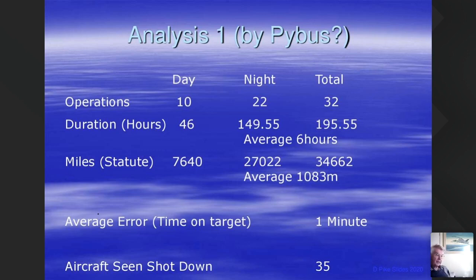Now, the navigator couldn't really see an awful lot out because he was sitting at a table navigating, but the rest of the crew could. So all the time they were flying along, they could see aircraft being shot down, and they reported this to the navigator, and it was a navigator's job to write it down in the log, and we'll see a lot of that. And they actually saw 35 aircraft shot down during their tour of 32 operations.